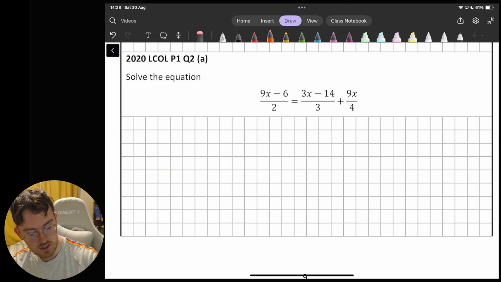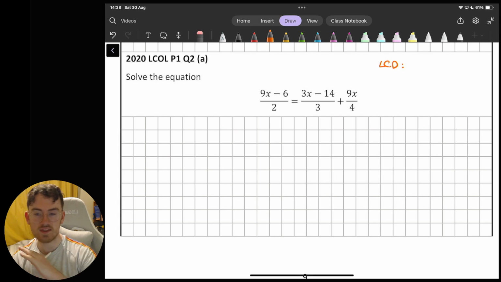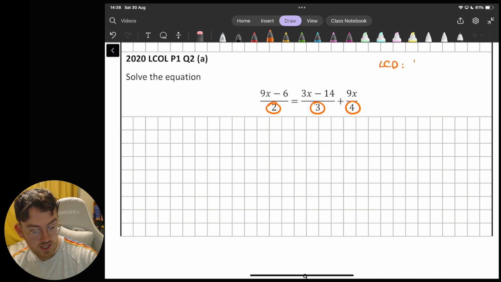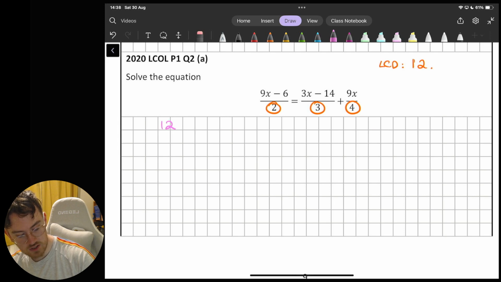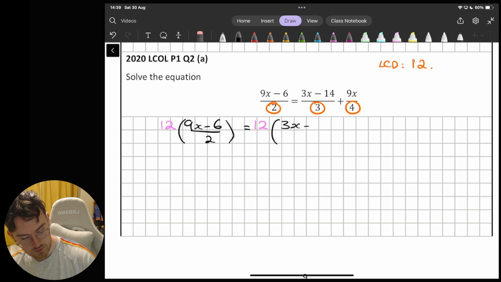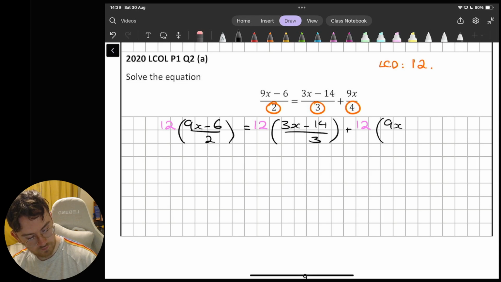So the first thing to do would be to look for the lowest common denominator. We're going to go with the entire fraction. So we're going to look at the 2, the 3, and the 4. We want to pick the lowest common multiple for all of those, which is actually going to be 12. Okay, they all divide into 12. So my first step, I suppose, is going to be multiplying each of those fractions by 12. 9x minus 6 over 2 is equal to 12 times 3x minus 14 over 3 plus 12 times 9x over 4.